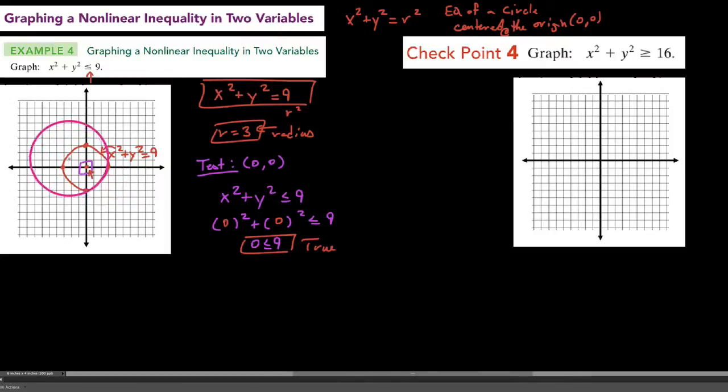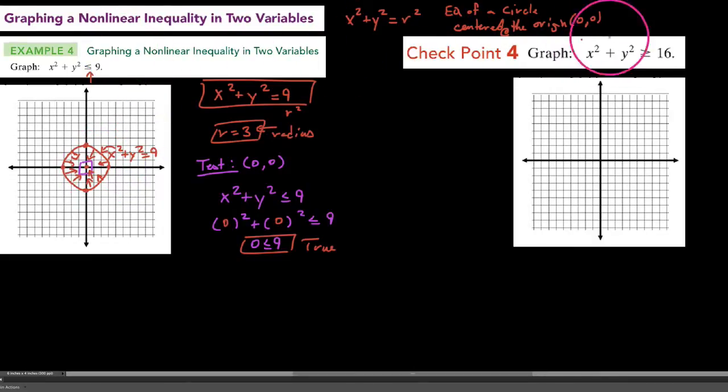Because it's true, all points in the middle of this circle have to be solutions to this inequality. Another way to show this is with arrows coming in together, saying that we would shade within the circle here. All of the points on the inside of this would make this original inequality true.